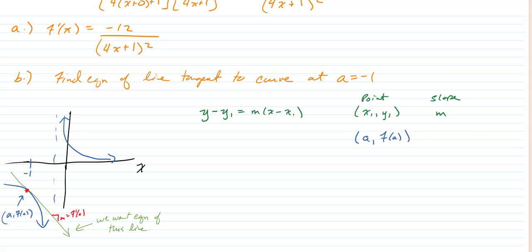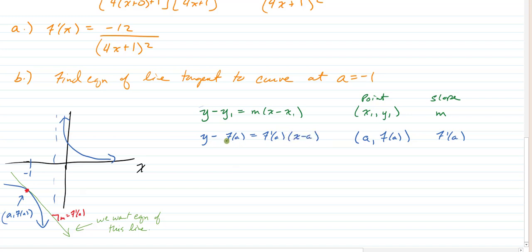So our slope, instead of writing m, we'll write f prime of a. So if you can remember this, all you have to do is take this equation of a line and tailor it to be the equation of a tangent line. So this will be y minus f of a is equal to f prime of a times x minus a. So all we need to do now is figure out what a, f of a, and f prime of a are? Well, we already know a is equal to -1.